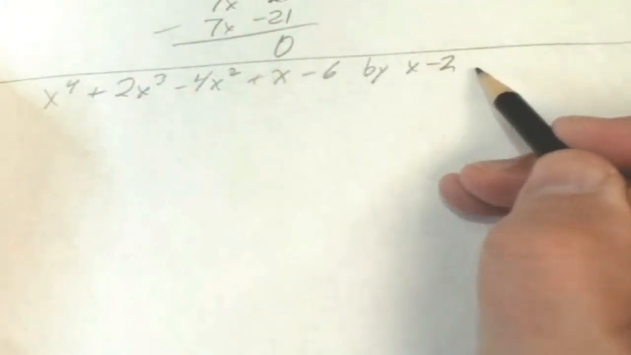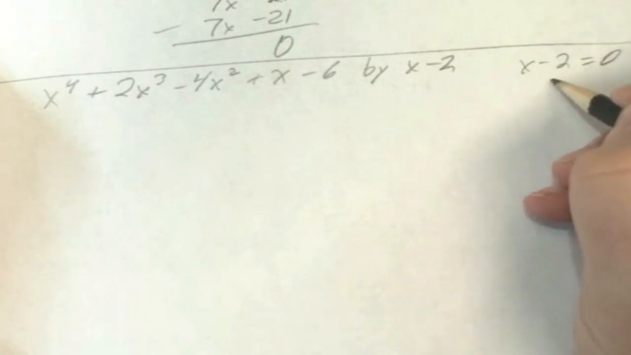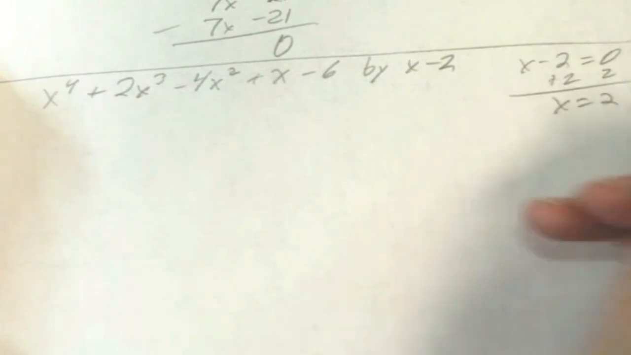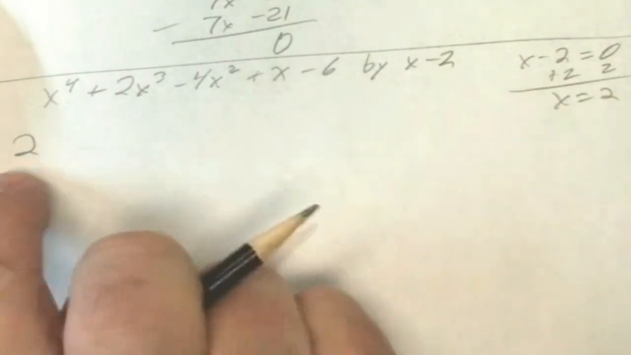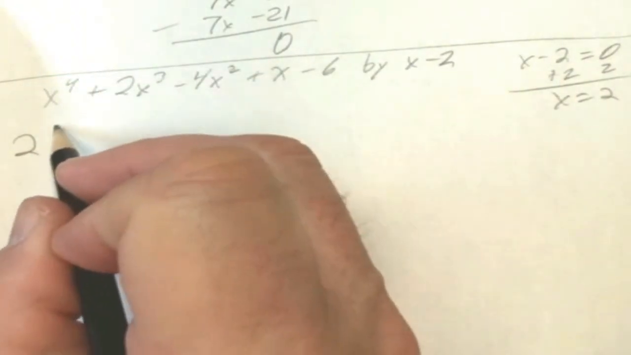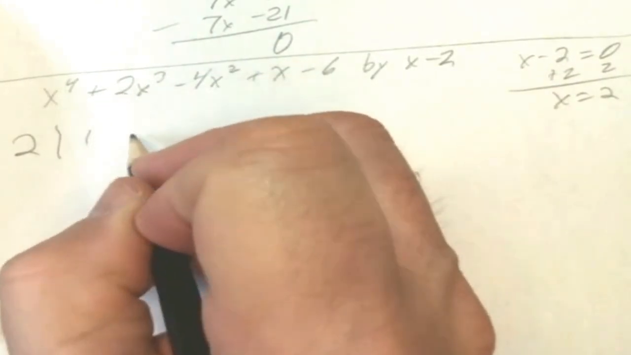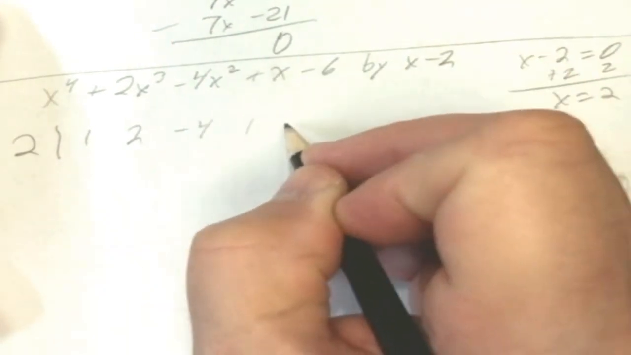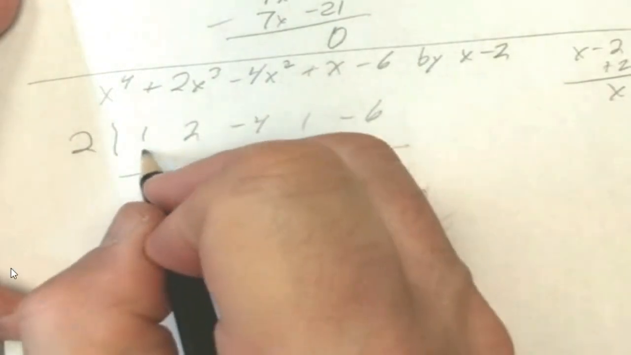If you have x minus 2, set that equal to 0, add 2, x equals 2. So we're going to divide by 2. With x minus 2, we're dividing by 2. And we're going to do the coefficients. This will be 1, 2, negative 4, 1, negative 6. We bring the first term down.